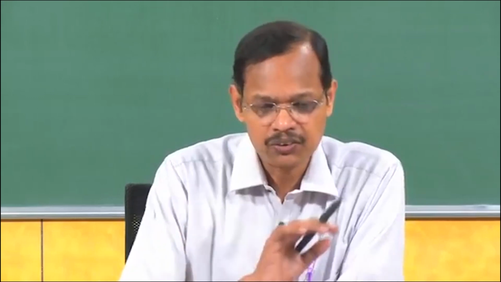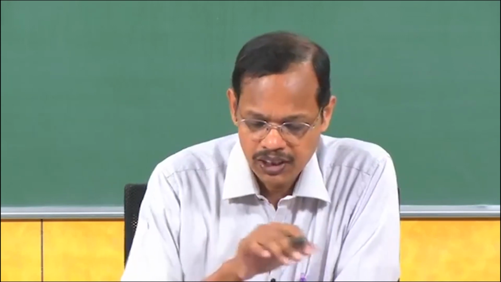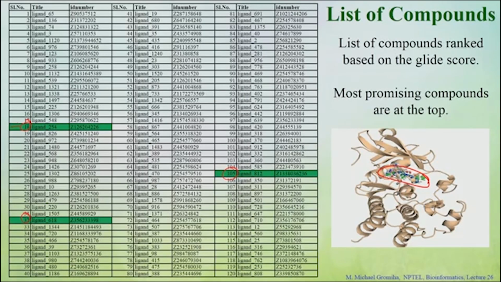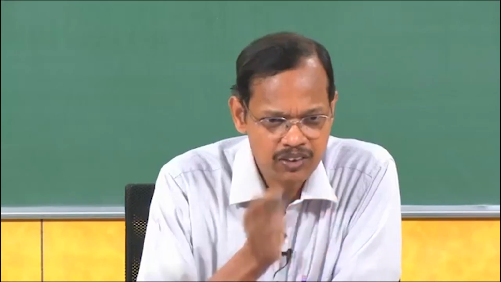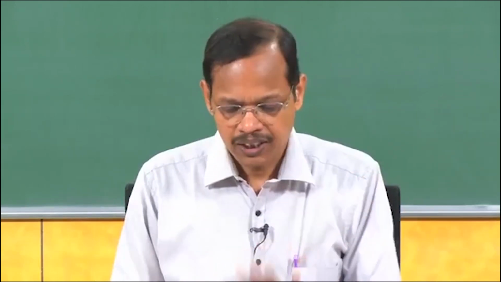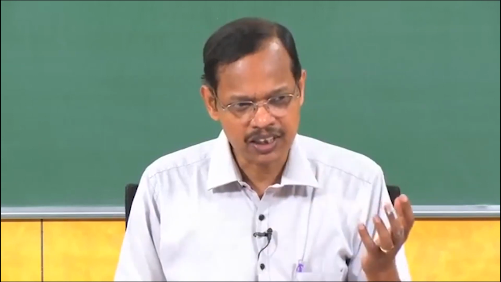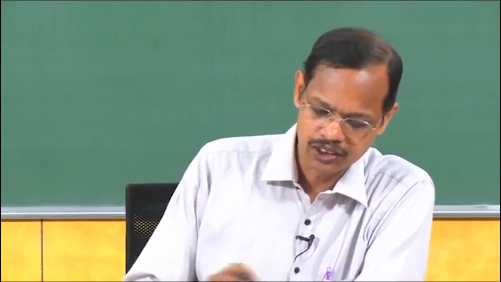Now we will see how they interact and how they could be a potential lead compound. Take the one ranked 18. This showed an inhibition rate of 26.9. We have a Glide score of 10.42 and an energy of minus 62.8. So, what is the difference between score and energy? The score comes from an empirical equation that combines different factors and finally gives a number, that is called the Glide score. For energy, they calculate the van der Waals energy and the electrostatic energy like the AMBER force field, then they give the total energy of the system. This is the energy using Glide.